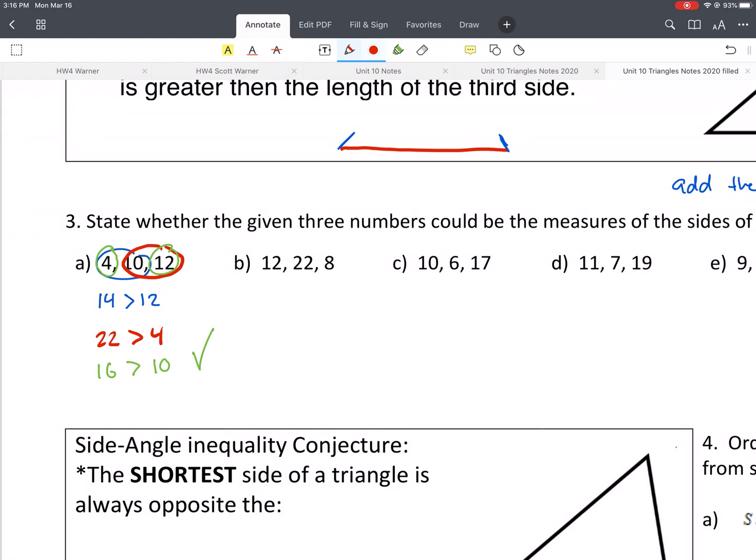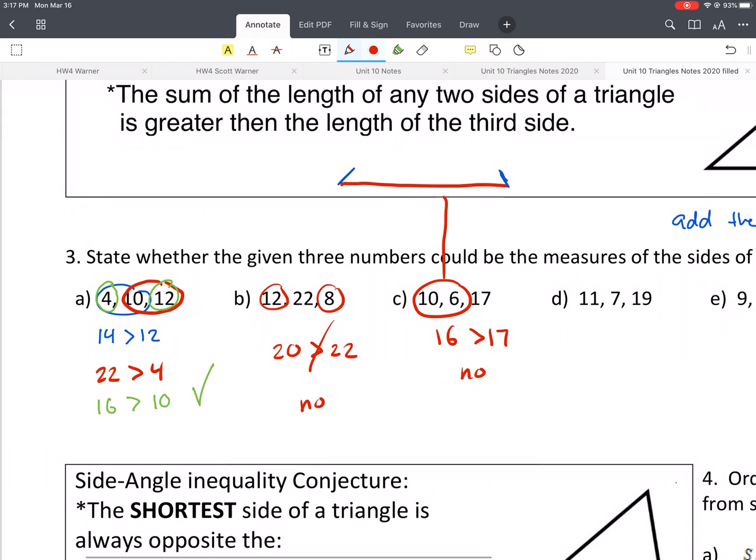Using the shortcut, you would just add the 2 smallest. So we'd add these 2 together, that gives us 20. And we'd say, is 20 greater than 22? It's not, so no, that cannot make a triangle. Then we'd add the next two smallest, that gives us 16. Is 16 greater than 17? No. So these examples would look kind of like this, where the longest side is too long to be able to connect the other two sides.